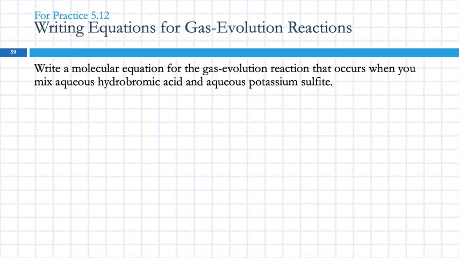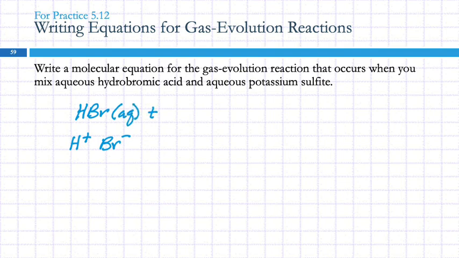Write a molecular equation for the gas evolution reaction that occurs when you mix aqueous hydrobromic acid and aqueous potassium sulfite. This question says there's going to be a gas evolution reaction, right? So then we should be on alert. Well, we have to write the formulas for the reactants. Hydrobromic acid. Hydro at the beginning tells me it's not an oxyacid. It's just hydrogen and bromine. So hydrogen is H+, and the bromine forms the ion Br-, so that's going to be HBr.